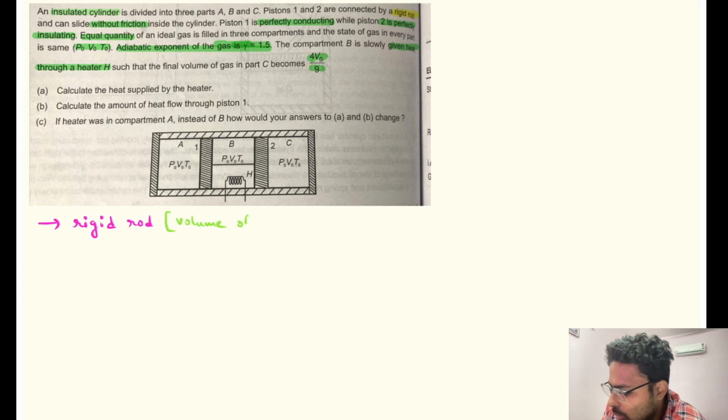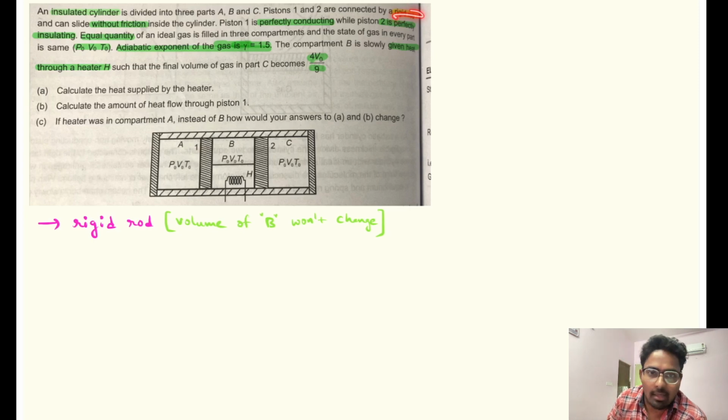Considering it as a rigid rod, the point you can realize from here is that the volume of compartment B won't change. Sir, why? Because it's a rigid rod, so obviously this volume cannot be changed. That's the takeaway from this point that I have highlighted, and it's one more important point given in the question.